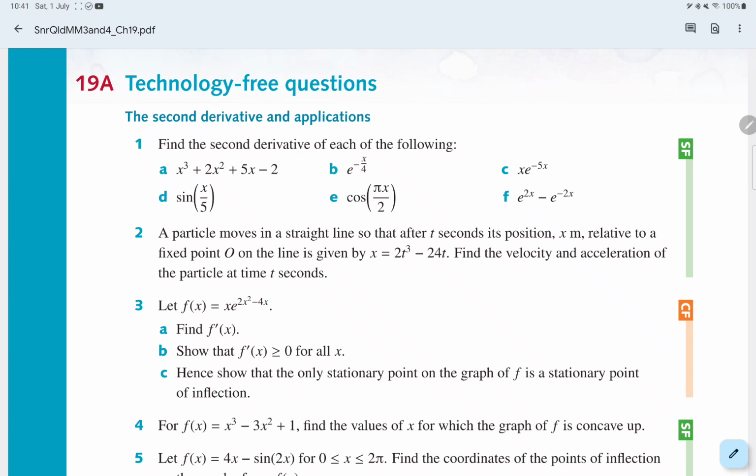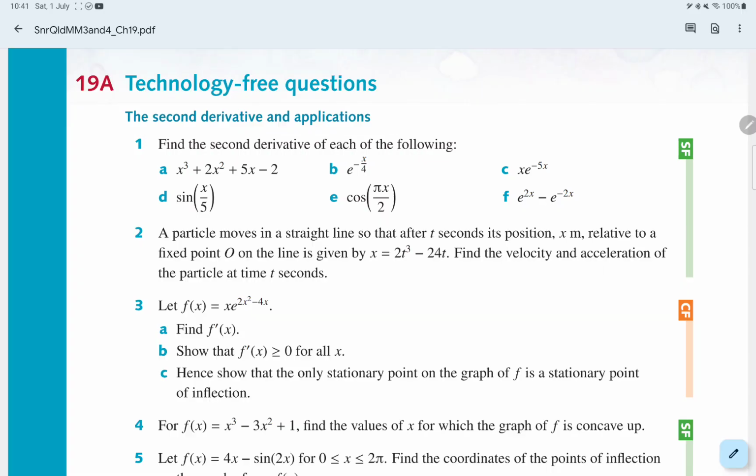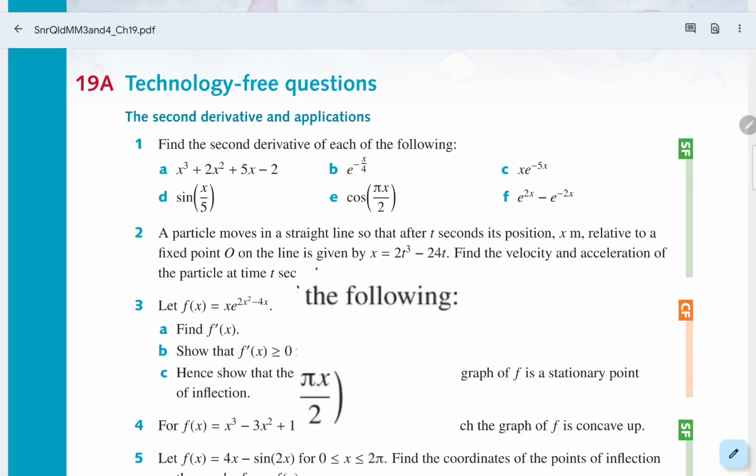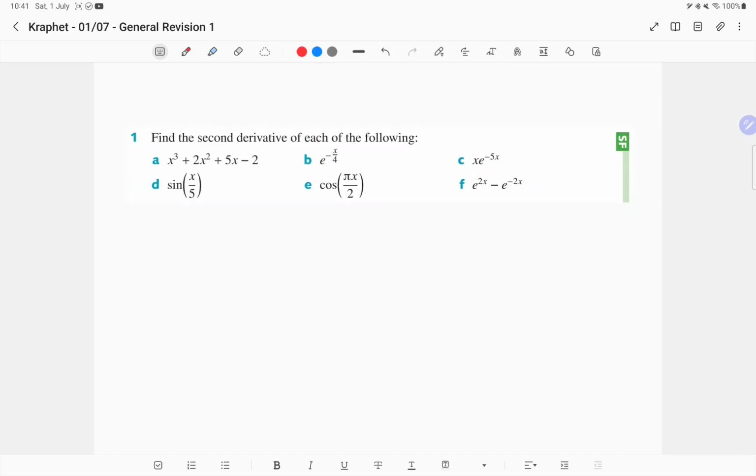Let's go through some of the simple familiar questions. I'll pick only the ones that are a little bit trickier. So out of these, I'll go straight to question B. Okay, and this is chapter 19. Peter, if you're listening, I'll send this to you on Discord. Chapter 19, tech-free. We'll focus on tech-free today.